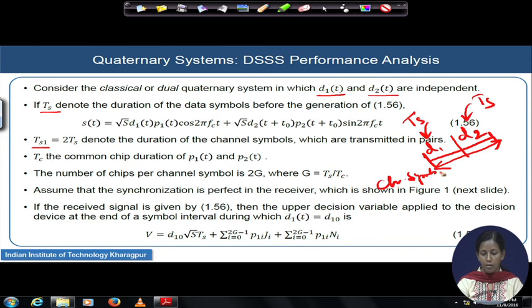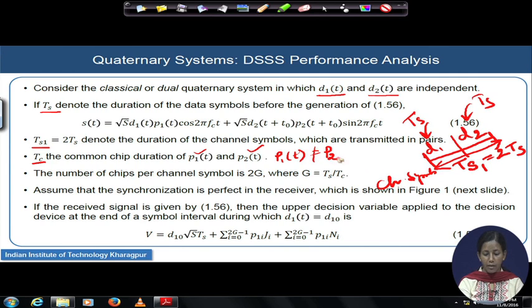So, the channel symbol is considered with both D1 plus D2, and the channel symbol duration we will hence denote as TS1. The channel symbol duration is given as twice TS, and as I have already mentioned, Tc is the common chip duration for both P1 and P2, but P1T is not equal to P2T.